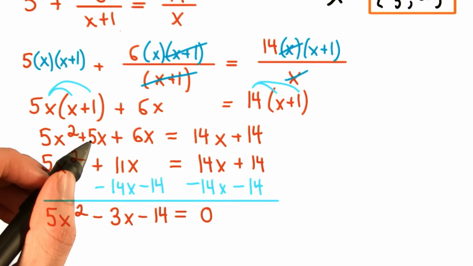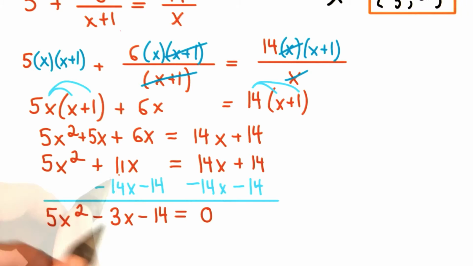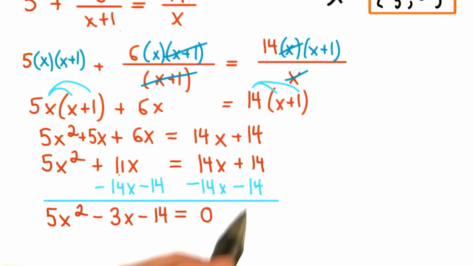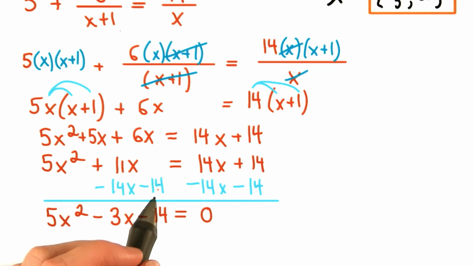We'll combine like terms first by adding 5x and 6x to get 11x. Next, we'll subtract these two terms from both sides of our equation. The 14 doesn't have a like term on this side of the equation, so I put it last. This gives us 5x squared minus 3x minus 14, which equals 0.